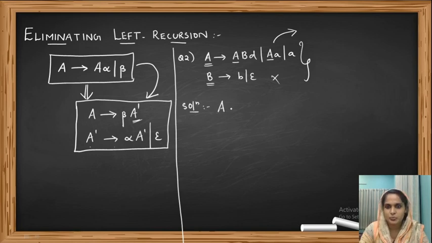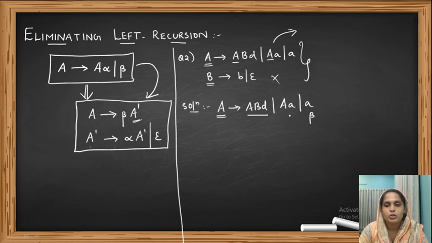So let's take the first production. A produces ABD bar AA bar A. Here we can see that the third term, small letter A only, doesn't start with capital A. So whatever terms don't start with capital A, that term is our beta term. So here there is only one beta term, so we can call it beta. Now what is the value of alpha? Here our left hand side is capital A and two productions are starting with the same variable A. So in these two productions, we have to consider alpha. Alpha means whatever comes after capital A.